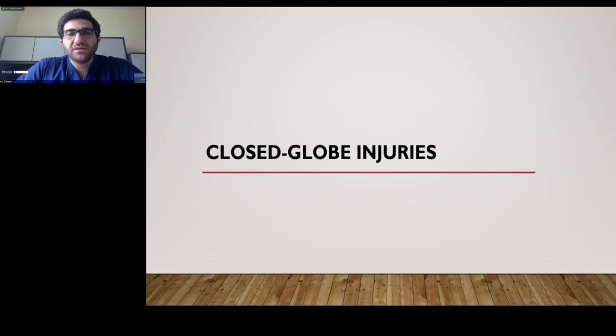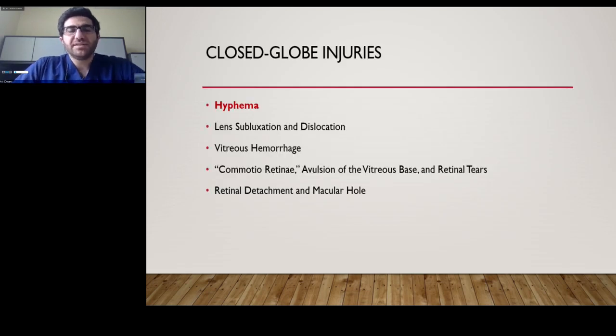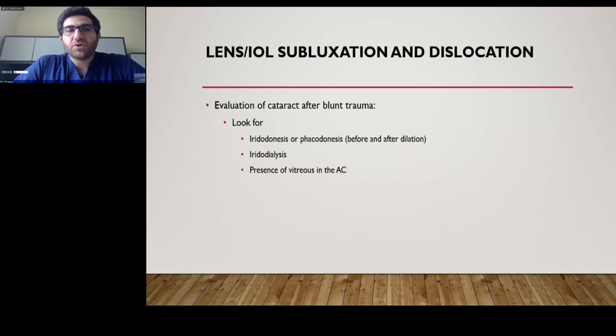I will start with the closed globe injuries. Hyphema, I will not discuss, since it's not part of our objectives. For lens and IOL subluxation and dislocation, evaluation of cataract after blunt trauma is very important. Sometimes the cataract can start early after the trauma, sometimes later on. We should always look for the presence of iridodonesis, iridodialysis, and vitreous in the anterior chamber. I recently had a patient with traumatic cataract who also had associated iridodialysis and ciliary body cleft. The patient had hypotony related to the ciliary body cleft, and if we had fixed only the cataract, we couldn't have improved the patient. So it's important to have a good examination of the patient.